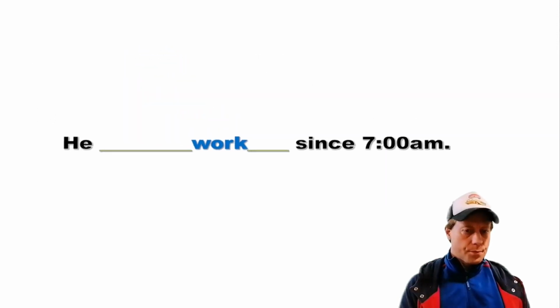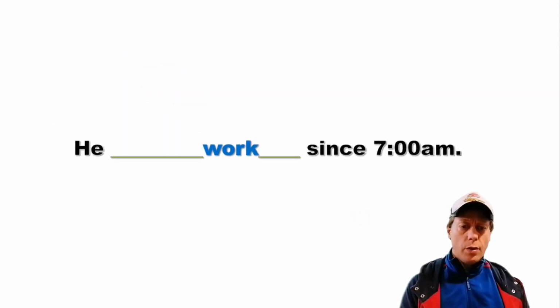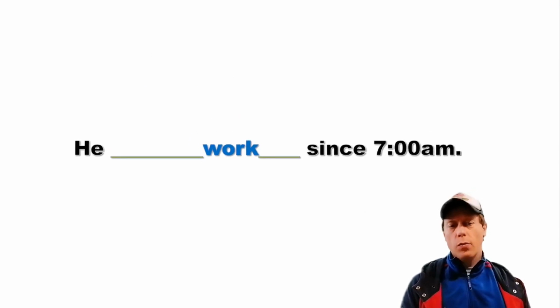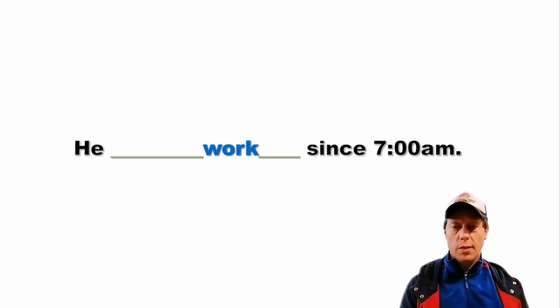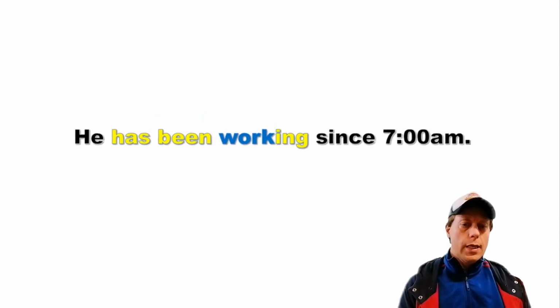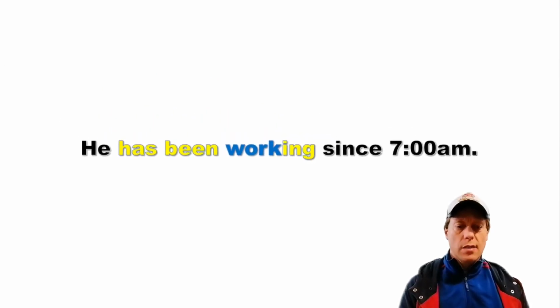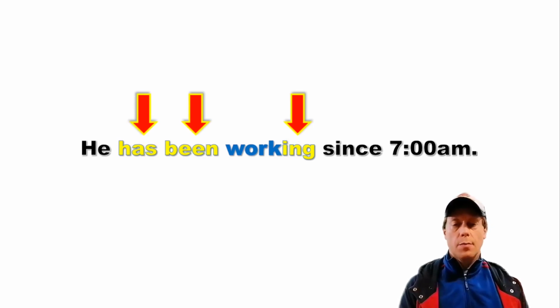Let's have a look. He, and then we want to express long time and not finished. So it should be 2 and 3 and a conjugation. And then we can use the preposition since, which means the beginning of a time period. If you want to talk about the total time period, you use for. Okay, let's have a look. He has been working since 7 a.m. So we're going to use has because it's a long time, and been with ing because he's not finished, since 7 a.m. is the beginning of the time period.